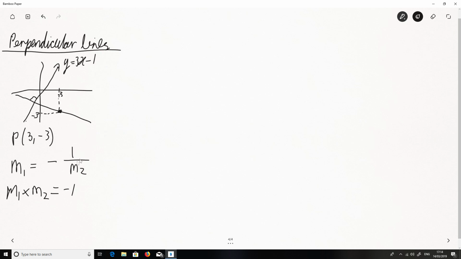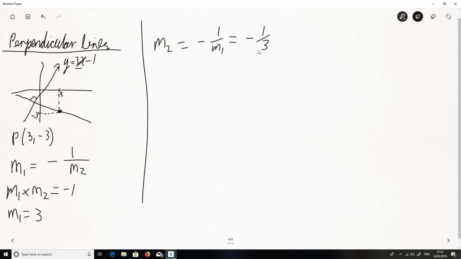So for this equation, we've got m1 is equal to 3, just from that 3 there. So that means that m2 is equal to minus 1 over m1, which is equal to minus 1/3. So just like that, we've got the gradient of a perpendicular line. Again, much simpler than if you've just got to get 2 points. So that means we've got an equation in the form y equals minus 1/3 x plus c.